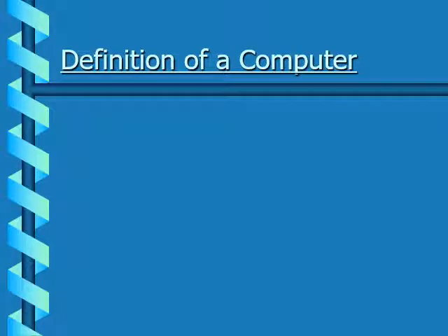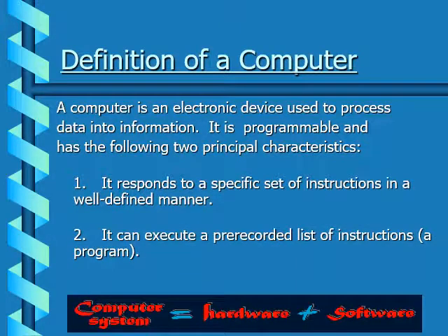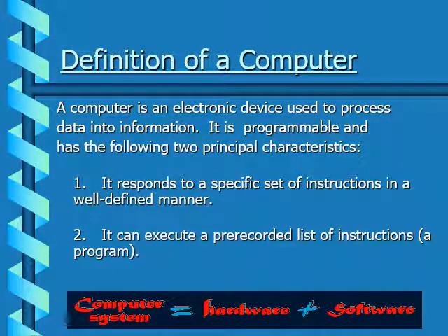So, in our second lecture, lecture number two, we are going to define what a computer is. A computer is an electronic device used to process data into information. It is programmable and has the following two principal characteristics. It responds to a specific set of instructions in a well-defined manner.